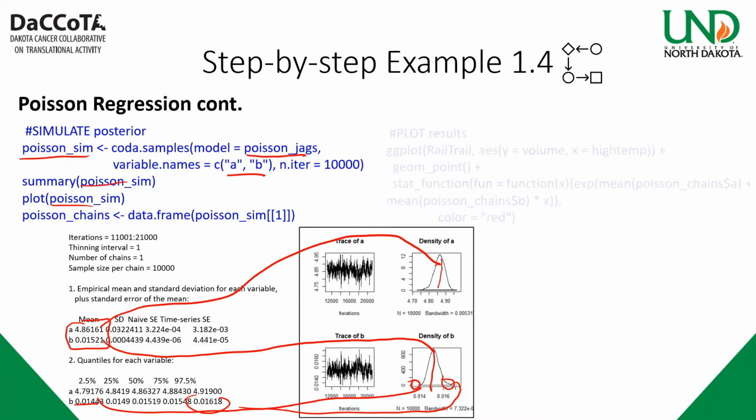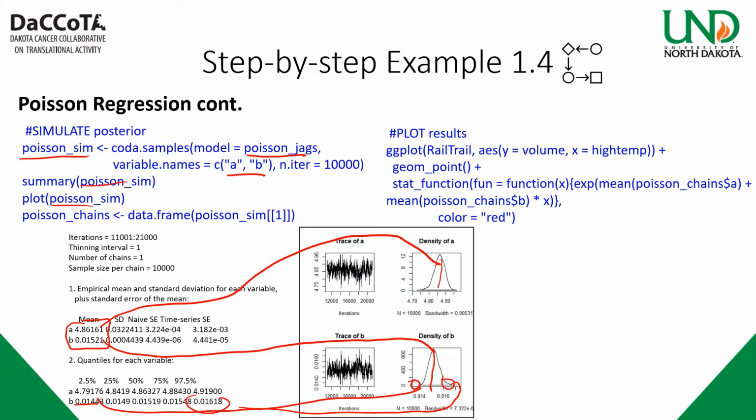Okay, so let's plot results here, and now again we're going to take from this Poisson chains data frame we created. We're going to input things like our A and our B, but we're going to have to back transform it because we had this log transformation. But if we do all this here, this is what we get.